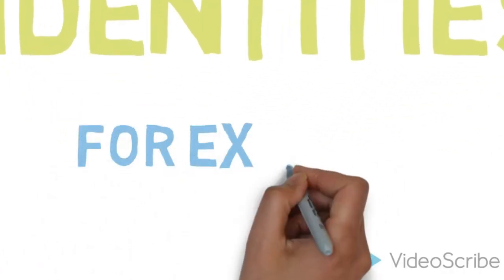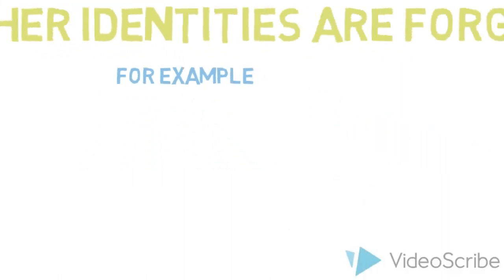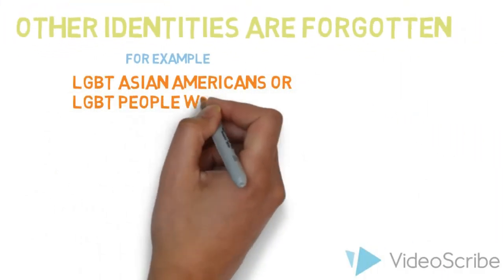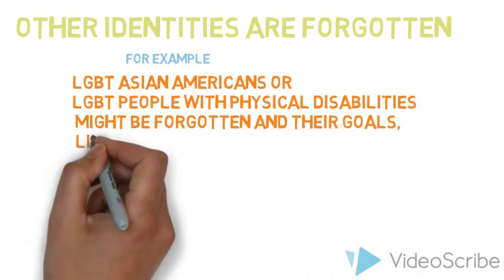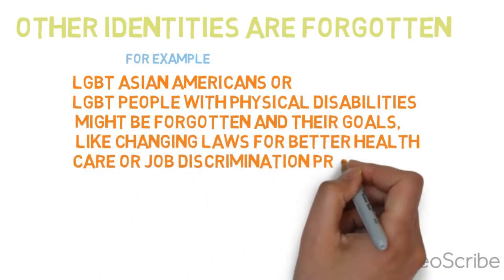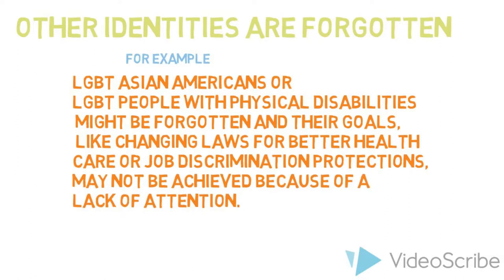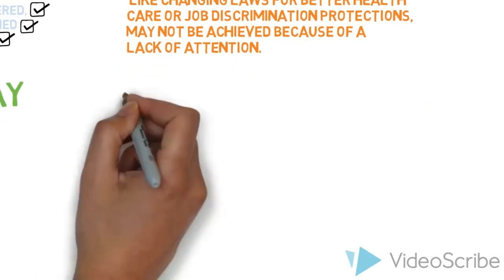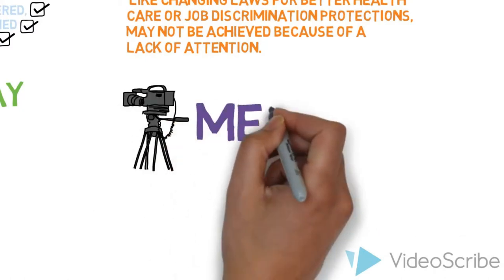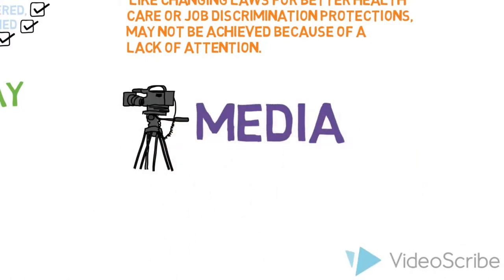For example, LGBT Asian Americans or LGBT people with physical disabilities might be forgotten, and their goals, like changing laws for better health care or job discrimination protections, may not be achieved because of a lack of attention. Now, in order to explore this, let's take a look in the media.